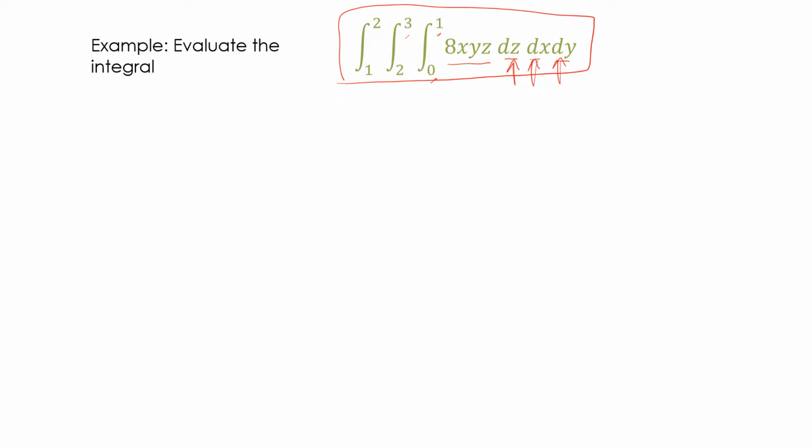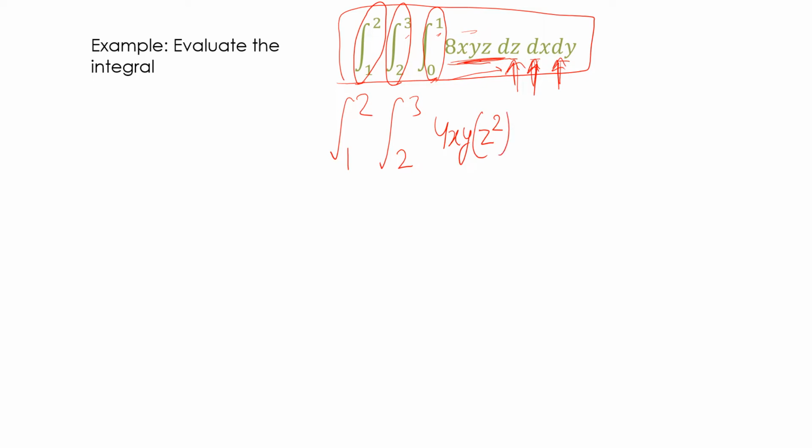So here the limit of z is 1 to 2, as according to the order of integration, the limit of x is 2 to 3, and the limit of y is 1 to 2. So first we have to integrate with respect to z. So we write 1 to 2, 2 to 3, and we take the integration with respect to z, treating x and y as constants. So we write 8xy z square by 2, so we write 4xy z square, and apply the limit on z square, that is 0 to 1, dx dy.